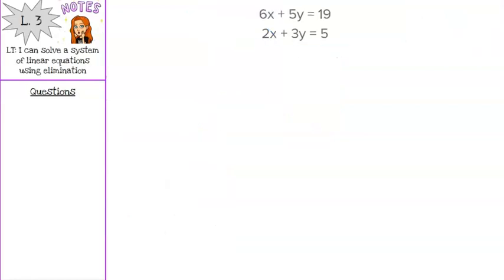All right, so now we are going to do an example where the opposites are not given to us. Now in order to make opposites, we are going to have to use the multiplication operation. So to do this, we are going to look at our variables. So we have 6x and 2x, and we have 5y and 3y. So I'm going to start with this 6x and 2x pair. I'm going to ask myself, using the smaller number 2, can I multiply 2 by a number to make the opposite of the bigger number? So to make the opposite of 6, which would be -6, 2 times what number gives me -6?